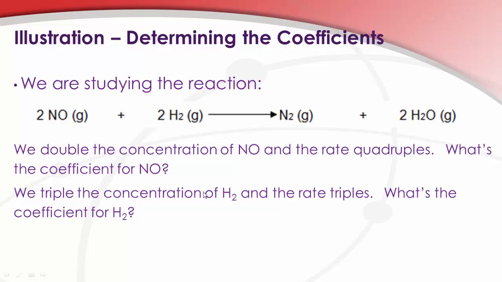Now let's say we triple the concentration of hydrogen gas and the rate triples. Well, the exponent there is clearly a 1. So this gives us a rate equation then. The rate is equal to k times the concentration of NO squared times the concentration of hydrogen.